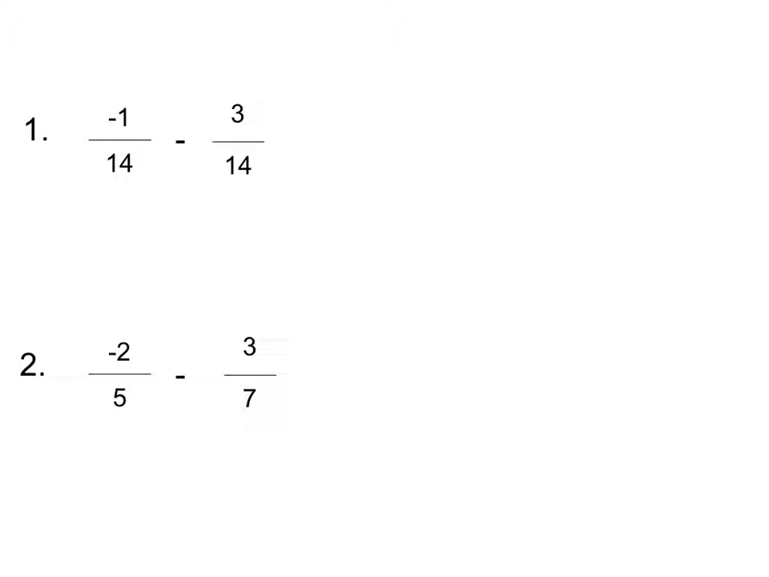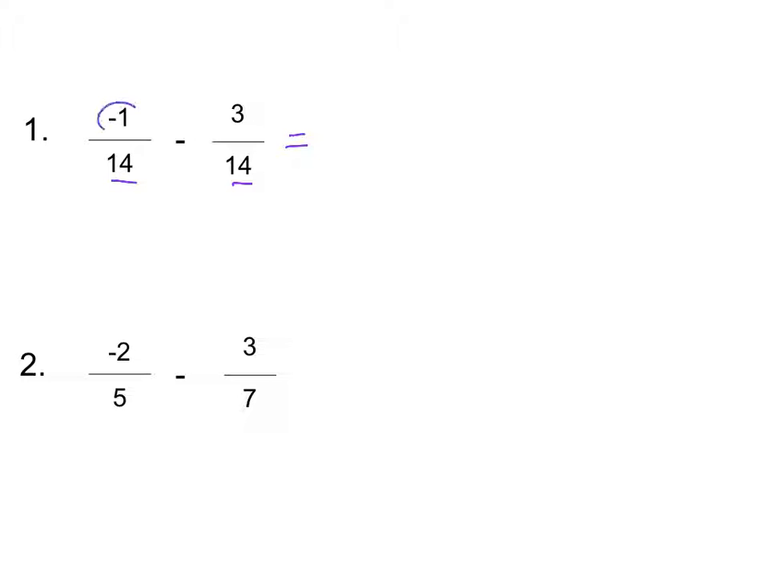So here I have negative 1/14 minus 3/14. Now, they have a common denominator. When you're adding and subtracting, the denominators need to be the same. When you're multiplying and dividing, the denominators do not need to be the same. So in this case, since we are subtracting, we do need to have the same denominator, which we do.